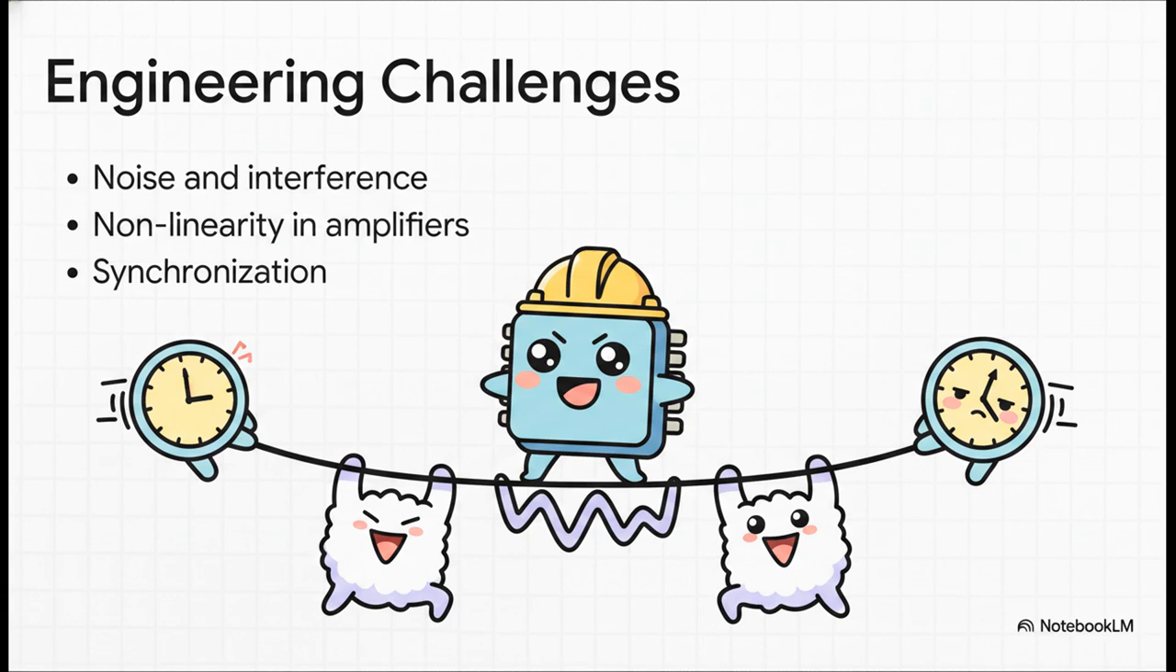And trust me, making all of this stuff work together seamlessly is a huge challenge. Engineers are in a constant battle against noise and interference from every other wireless device out there. The amplifiers have to be perfectly linear, otherwise they distort the signal, and just making sure the transmitter and receiver are perfectly synced up in both time and frequency, it's a massive, massive headache. It really is a delicate balancing act.